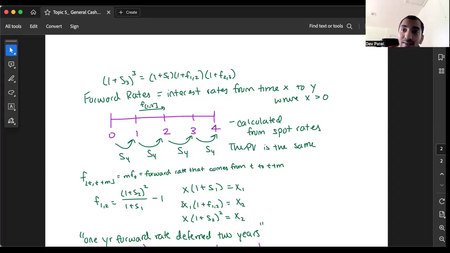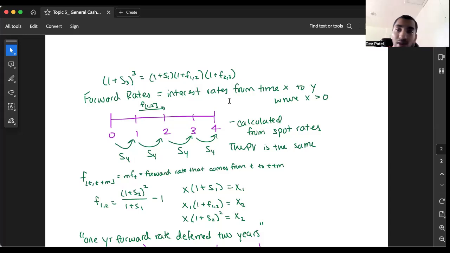What's also going to give us the value at time period 2 is if we take that value at time period 1, multiply it by the forward rate, that's going to give us x2. So if we put these equations and set them equal together, substituting the fact that x times the spot rate for 1 is going to equal the value at time period 1, then we can just take (1 plus s2) squared and divide that by (1 plus s1), minus 1, which will give us the forward rate.